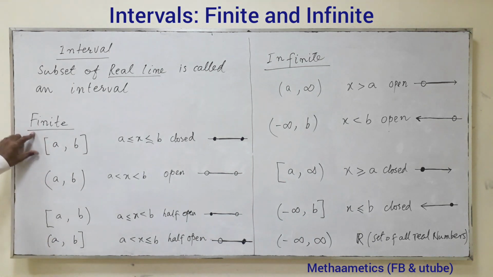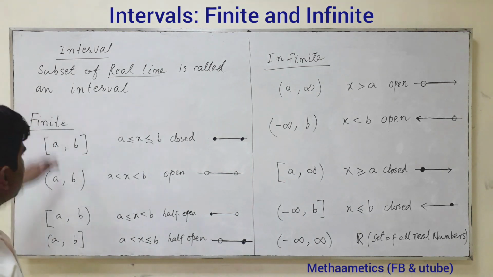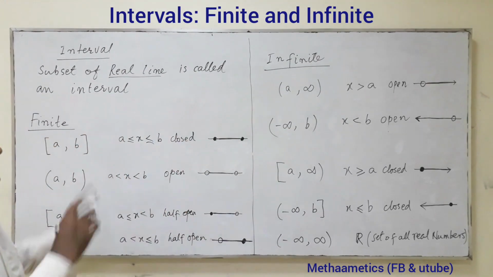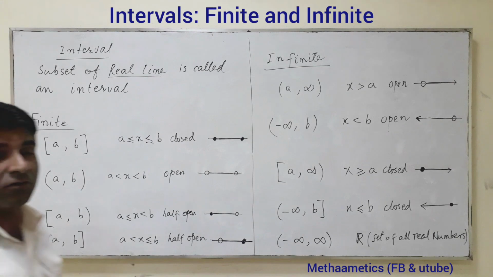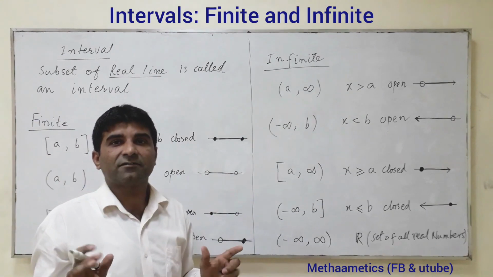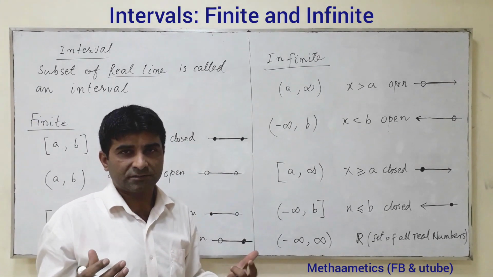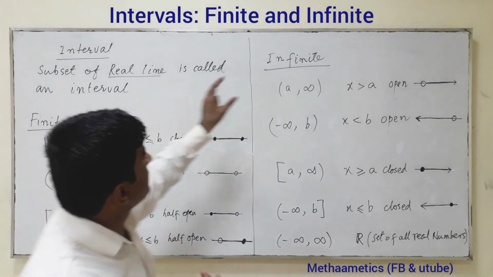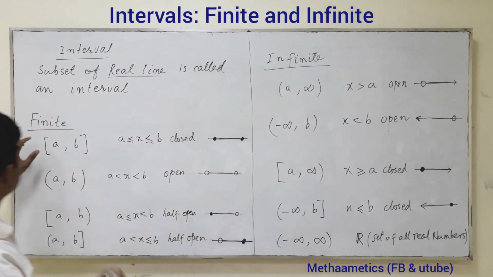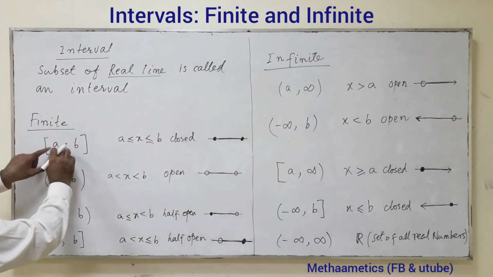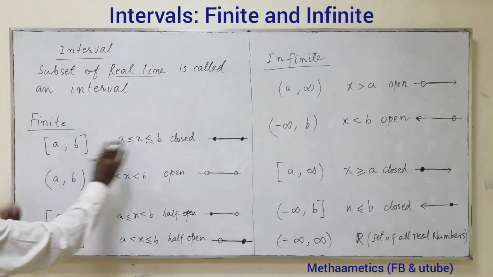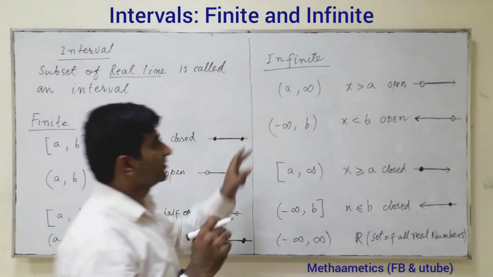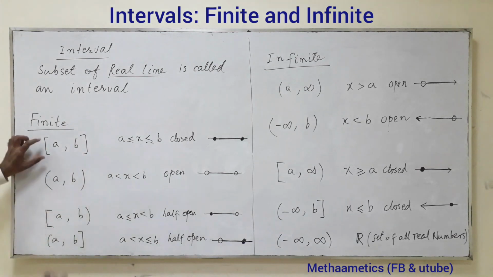Okay, and these are the finite intervals and these are the infinite intervals. In what sense are they finite and infinite? We know well that each and every interval consists of infinite numbers, infinite values. But why do we call them finite and infinite? We call it finite because its boundaries are finite, and the boundaries of these intervals are infinite. So we say them infinite and finite.